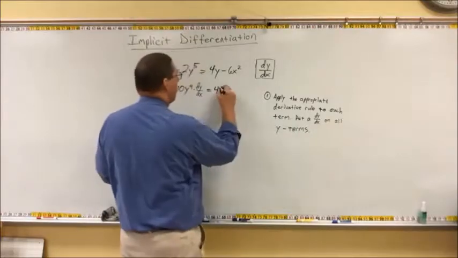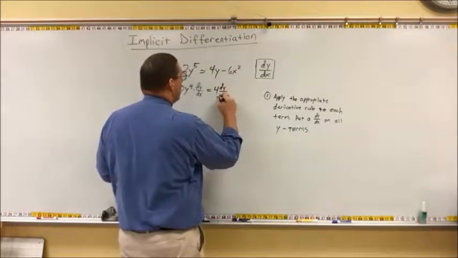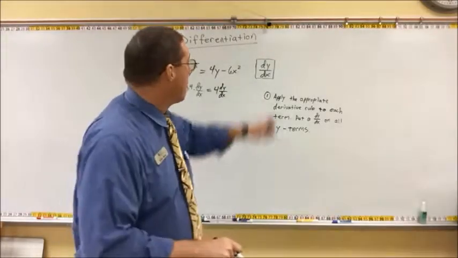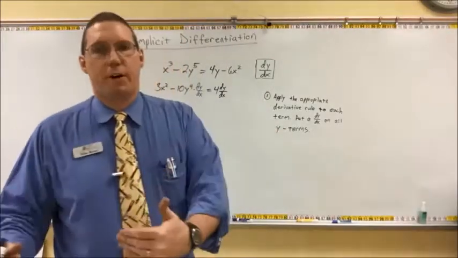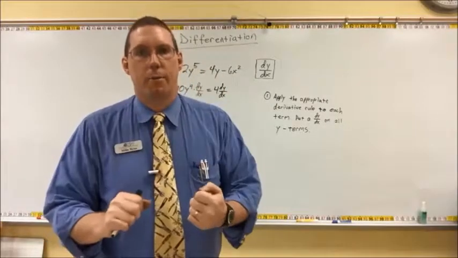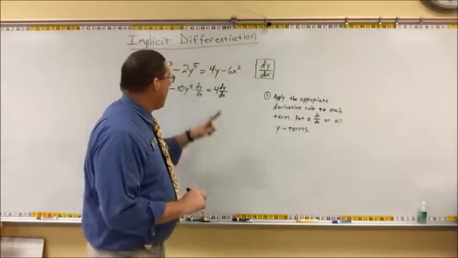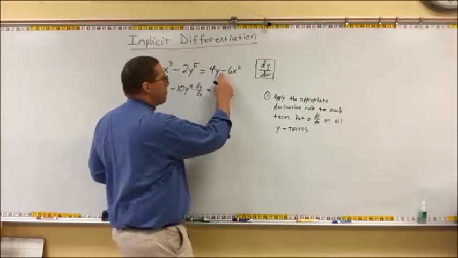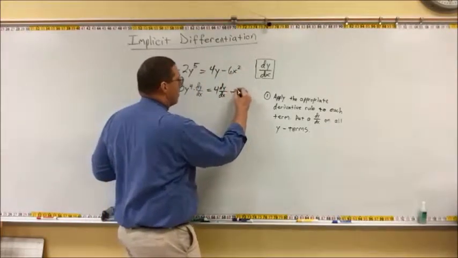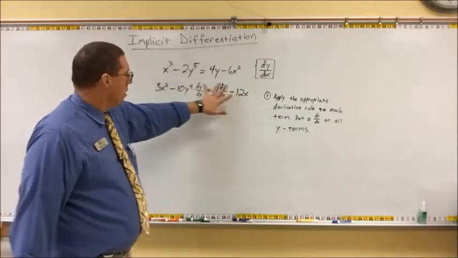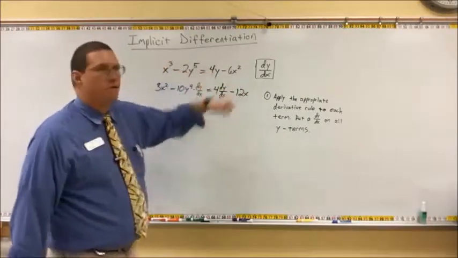So it's 4 dy/dx. And what you should do is start viewing dy/dx, this thing, as its own variable. It's one whole thing. It is a variable. Now, then we got minus 6x squared. The derivative of that is minus 12x. Minus 12x. And so this is the derivative of this.